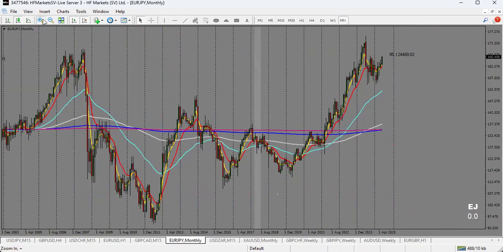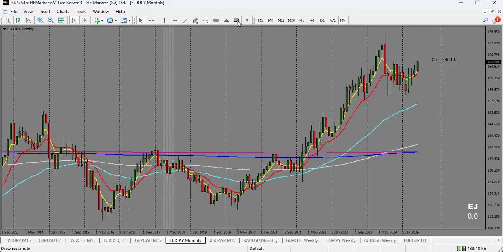So let us look at another pair. So we have Euro JPY here. This is the monthly time frame. We have been following this pair for quite a while. And here we're having an area of resistance. This is a support area formed. Sorry about that. So we are having an area of support. We are now on a bullish market structure.